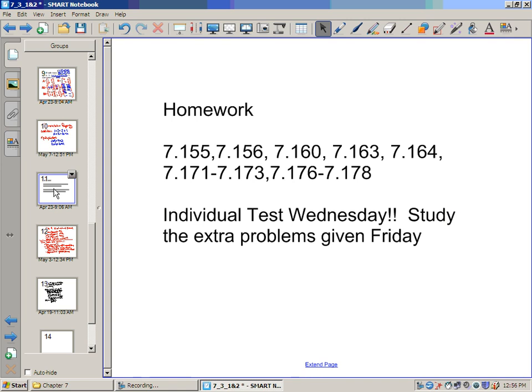This homework assignment I won't collect until Friday. So you get lots of time to work on it. That said, there's a lot of problems here. So you should probably do at least half of them between now and Wednesday. And then also, if you didn't write down that stuff from Friday, make sure you write it down because that's what I'm testing you on Wednesday. Thank you, Enrique.